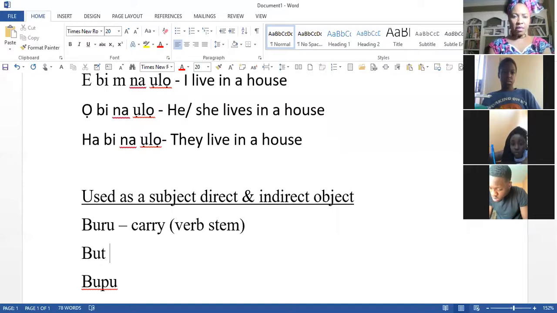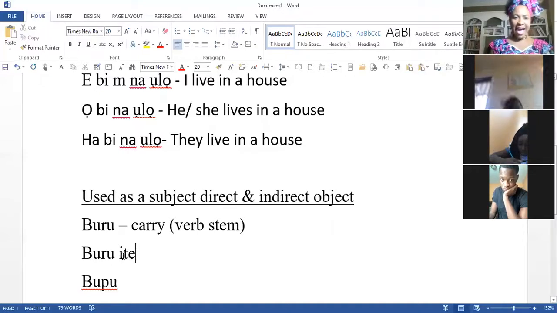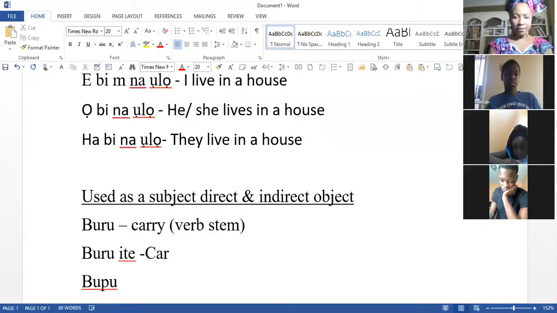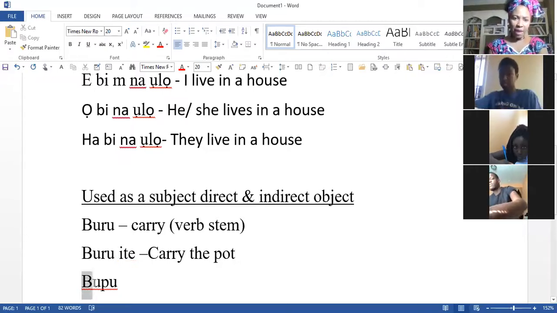Buru ite. Ite means pot. All right, ite, E-T-E, ite means pot. Buru ite. Okay, carry the pot. Burite, carry the pot. Now, when I say bupu, bupu means take it out. Okay? Bupuya. Now, we are using this word now, bupu.